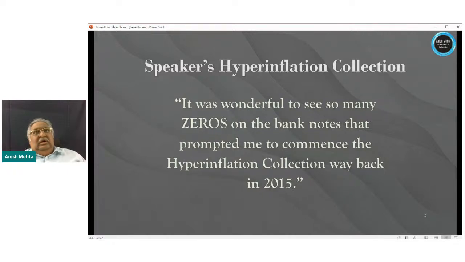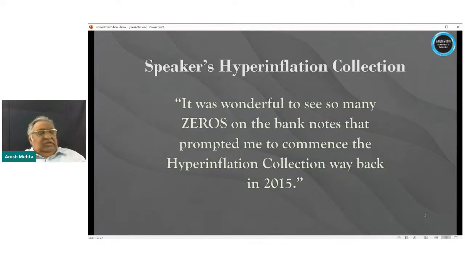Over the years, I initially thought there would be about 100, 200 banknotes to complete this collection, but as I started going further, it turned out to be a deep sea of water where I cannot see an end. I have already reached 3,000 plus in this collection, and I still feel there is a very long way to go to finish it. These notes are from about 50 plus countries around the world. The maximum is, of course, from Germany, where the maximum number of hyperinflation or high denomination notes were printed.